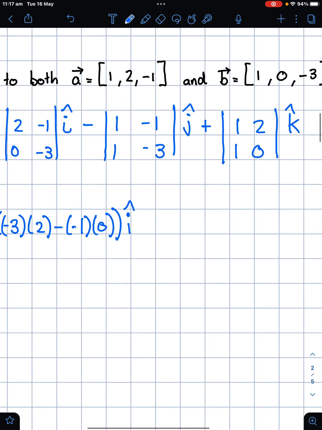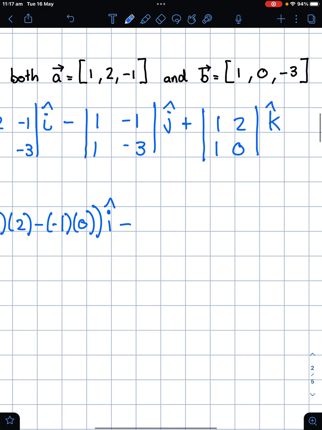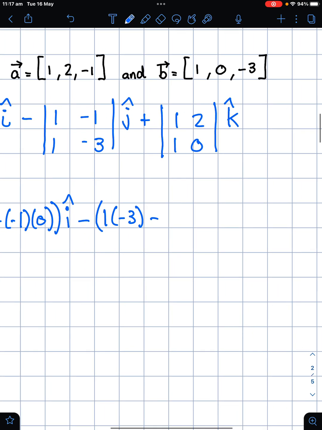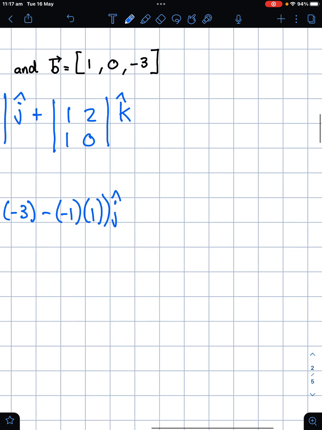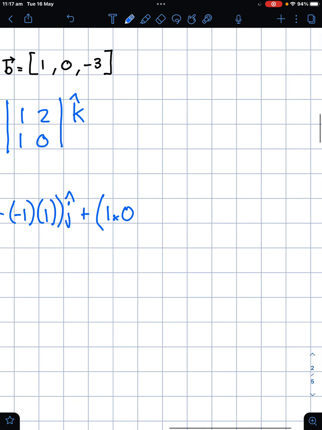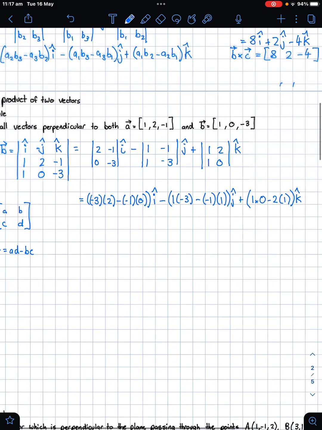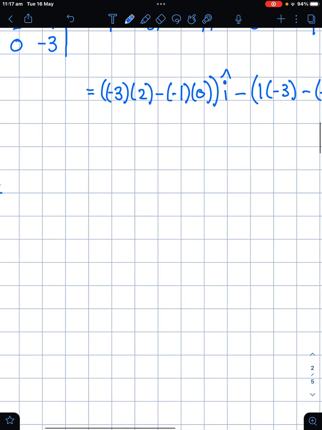And then we've got our next one is negative. We're going to have 1 times -3 minus -1 times 1, and that's J. And then our last one here, 1 times 0 minus 2 times 1, and this is going to be K. I've remembered all the little hats on there. Cool, so next step here, let's simplify this down.